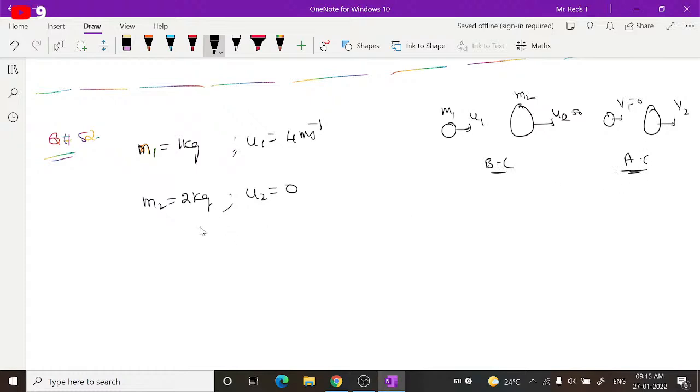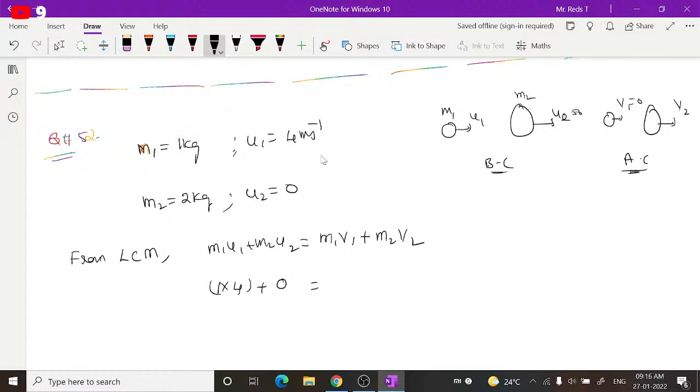Okay, so after collision, to understand this, let us apply the law of conservation of momentum. We can say m1 u1 plus m2 u2 is equal to m1 v1 plus m2 v2. So here m1 is 1, both are in SI units, u1 is 4, plus m2 u2 is 0, so this is 0, equal to m1 v1.